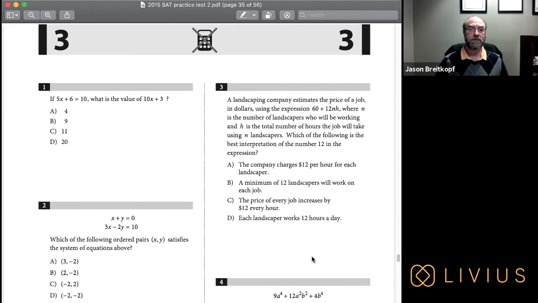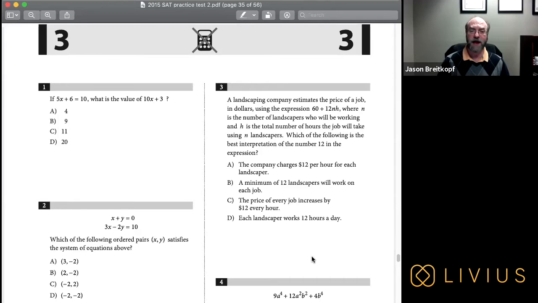A landscaping company estimates the price of a job in dollars using the expression 60 plus 12NH, where N is the number of landscapers who will be working, and H is the total number of hours the job will take using N landscapers. Which of the following is the best interpretation of the number 12 in the expression?